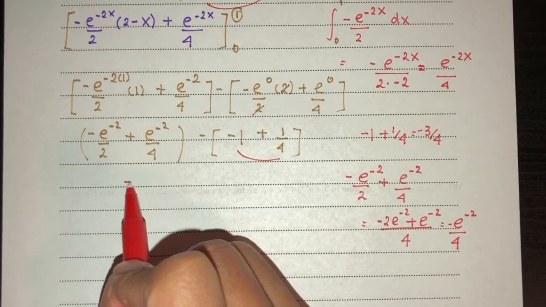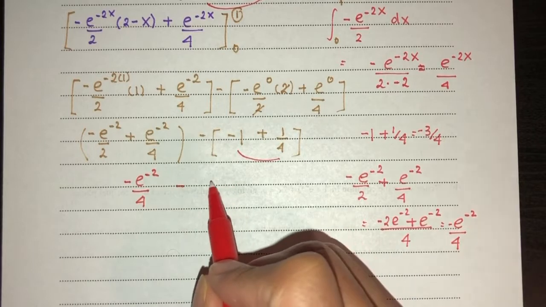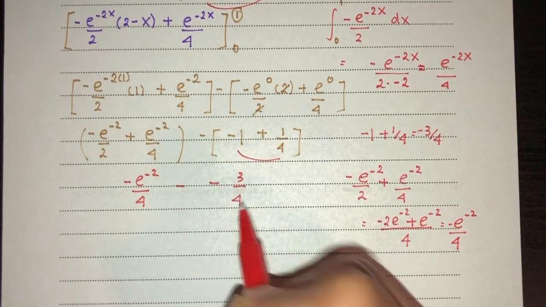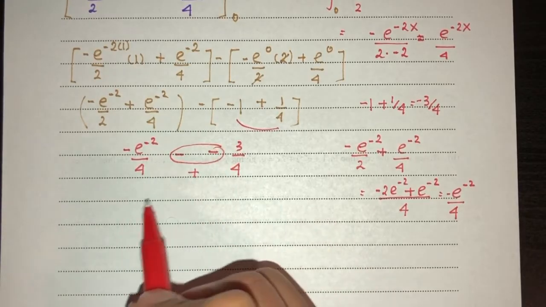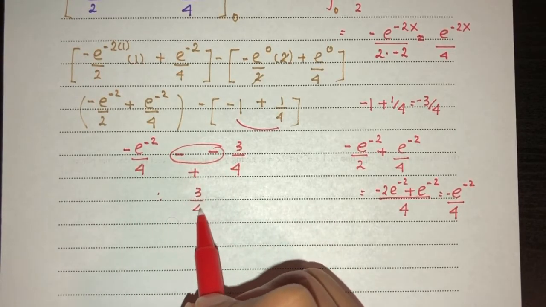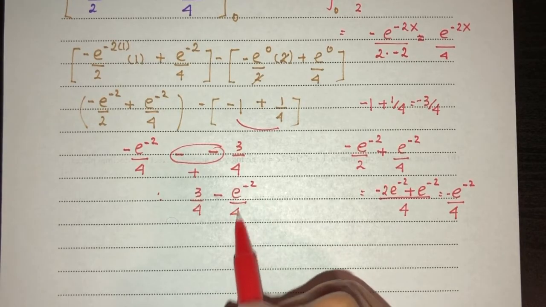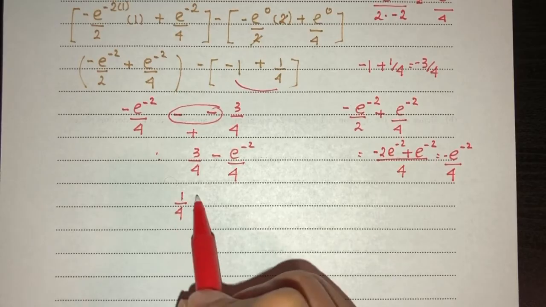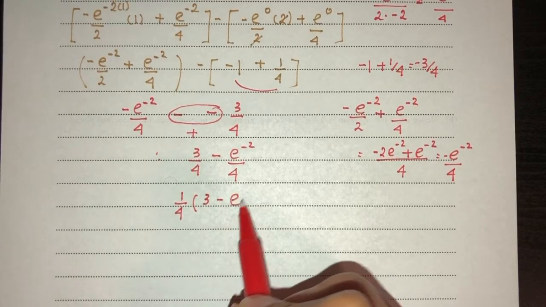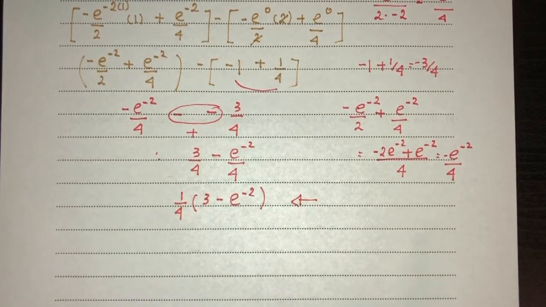This becomes minus exponential minus 2 over 4 minus 3 over 4. Now minus minus becomes plus, so your answer will be 3 over 4 minus exponential minus 2 over 4. Now if you want to factorize the 4 out, you can do 1 over 4 outside, 3 minus exponential minus 2. And this is your answer for question number 2.